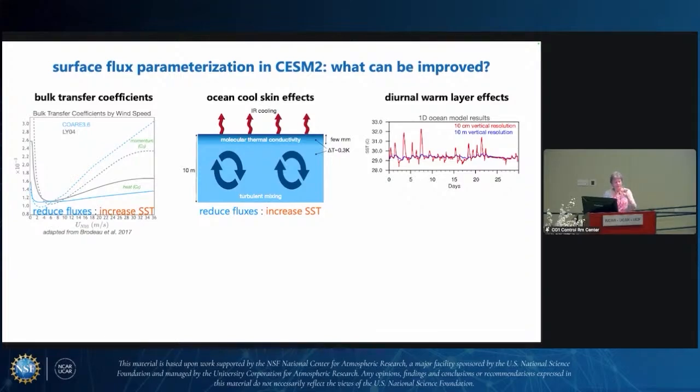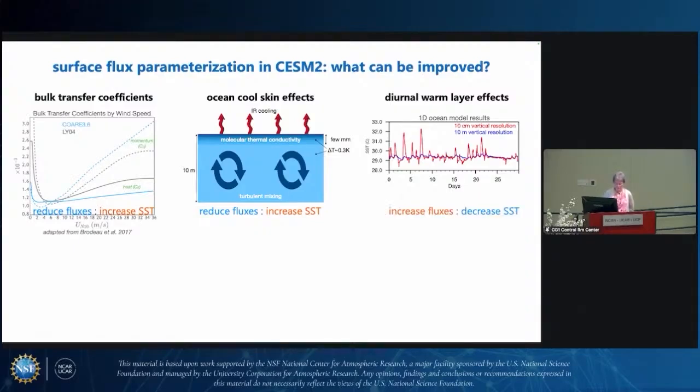But you still need this when you have a 10-meter vertical resolution, as shown here with the blue curve, versus 10-centimeter vertical resolution. This is done with 1D. So you will drastically underestimate the effect of ocean diurnal warm layers without this.